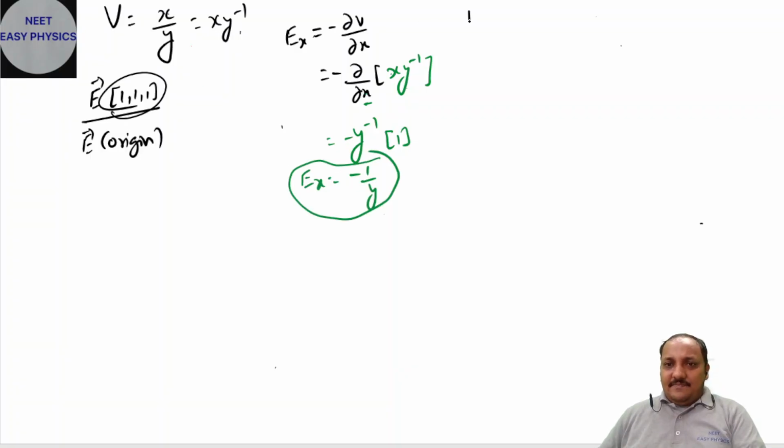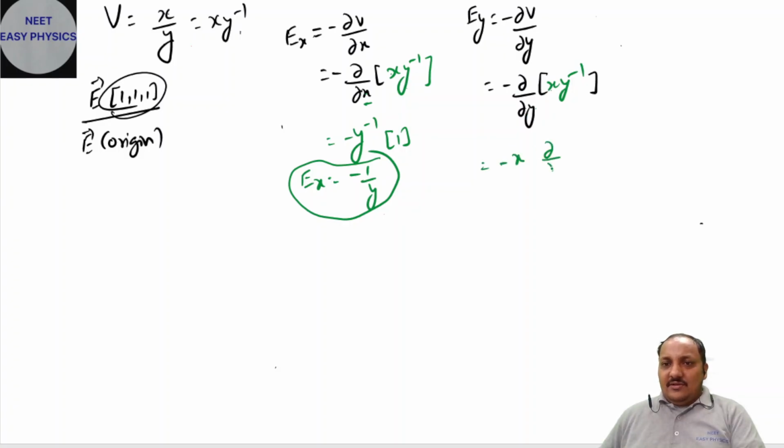Now, Ey we will see. So, what is Ey? Minus dou V by dou y. So, minus dou by dou y of, what is V? Now, V is going to be x y power minus 1. Now, with respect to y you are differentiating, therefore x you can write outside. Minus x dou by dou y of y power minus 1. What is the derivative of x power n formula? The derivative of x power n is n into x power n minus 1 dx.